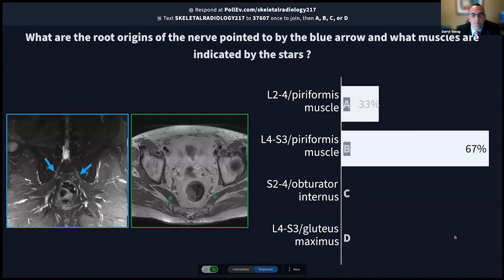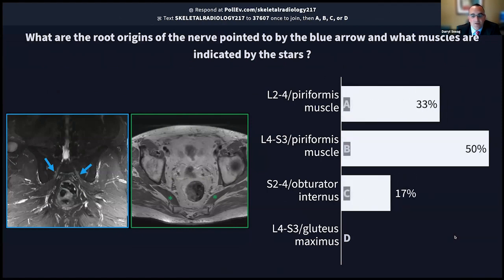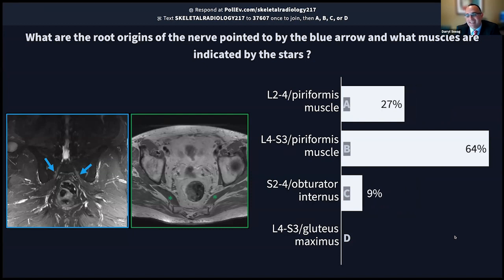Let's go to the poll. And well, we started off at 100% the right answer, and now we're pulling back, losing speed in the race. Looks like a horse race here. But the majority of you have the right answer, which is the L4 to S3 nerve root contributions, the sciatic nerve and the piriformis muscle.